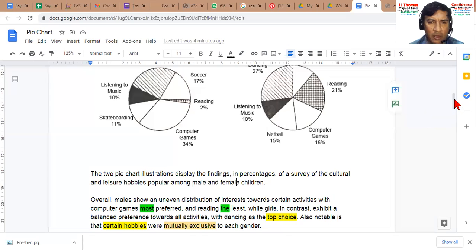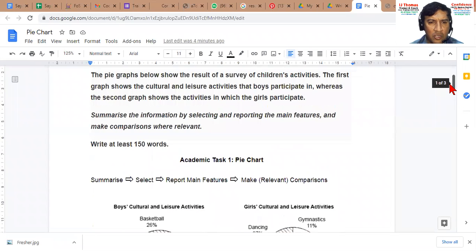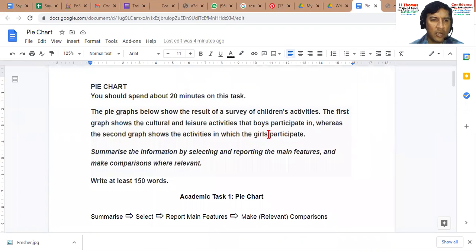Okay, this is IJ Thomas here, and I am going to teach on pie charts for IELTS. IELTS Task 1 Academic gets a lot of pie charts, and this is the question, if you can read it on the screen.